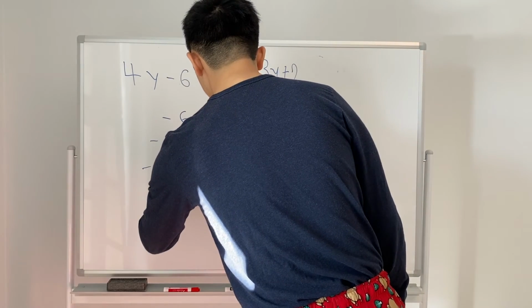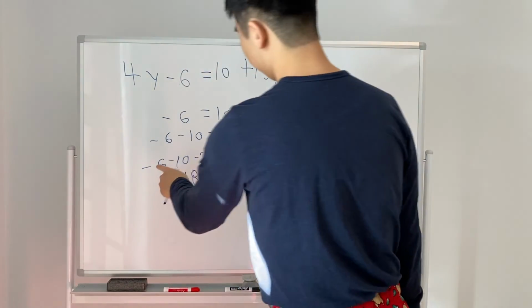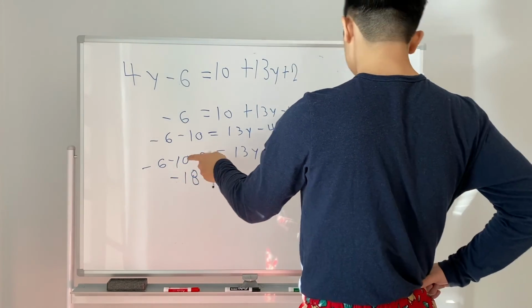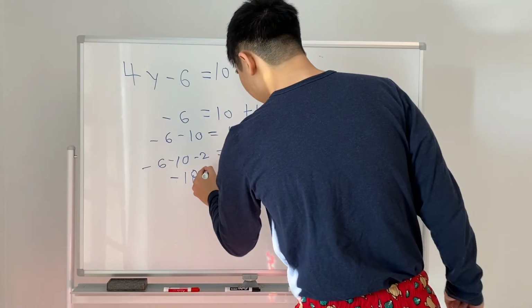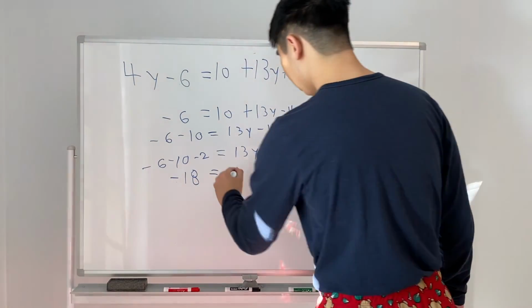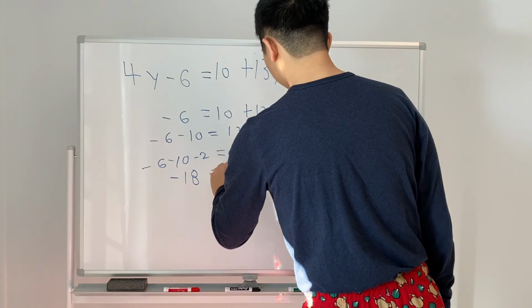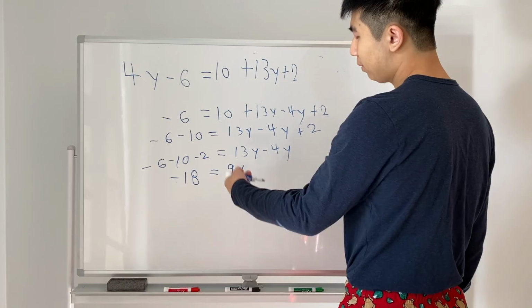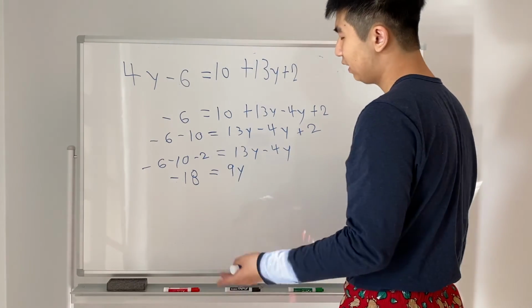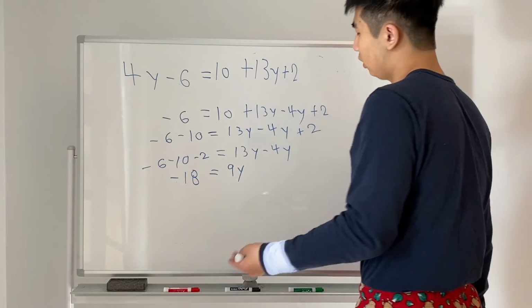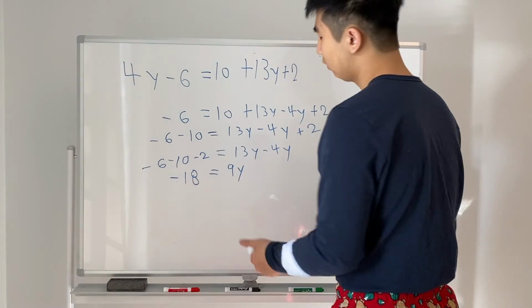So negative 18, let me just make sure. 6 plus negative, yeah, that looks good. And then 13y minus 4y is just 9y. So 9y. And then to isolate for the y here, it's being multiplied by 9 right now. So if I want to get rid of that 9, I want to divide by 9. Because 9 divided by 9 is 1, and anything times 1 is just itself.